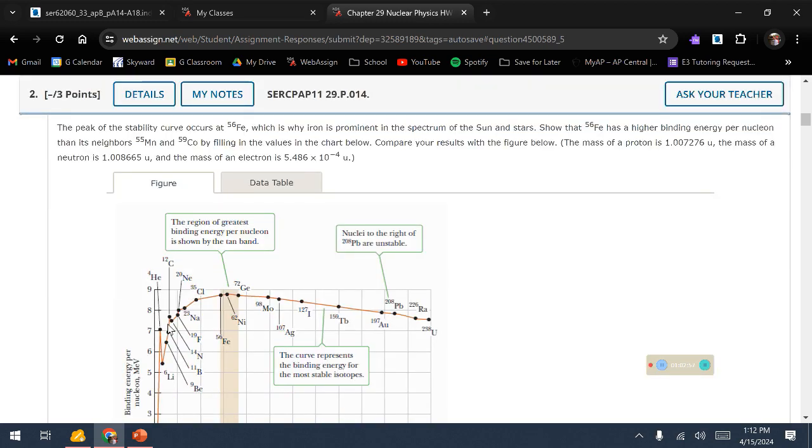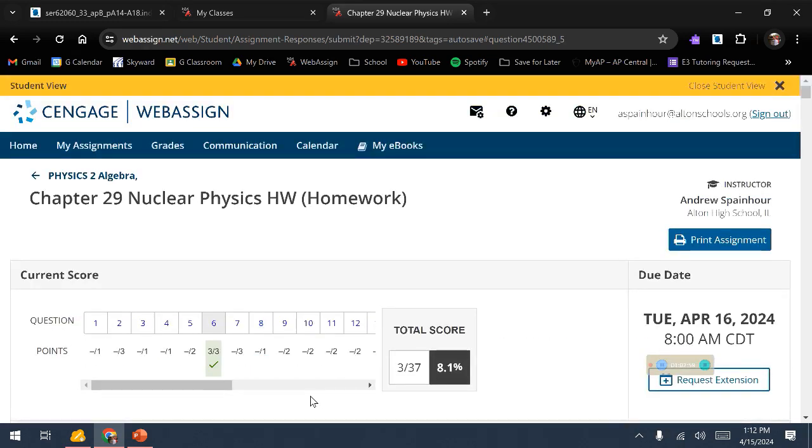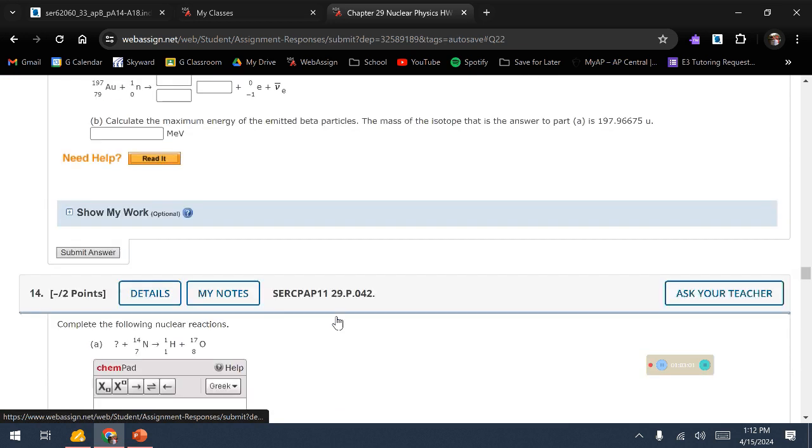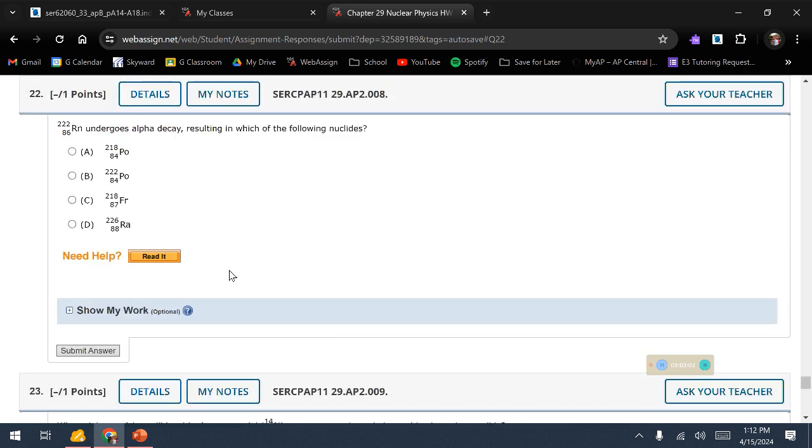22. I got it right whenever I did it, but I just like, alpha decay. Is that the instantaneous one? Alpha decay is the helium particle. So you would take 4 off of this and 2 off of this. So you're 218, 84, right here. Polonium. Okay. Polonium.